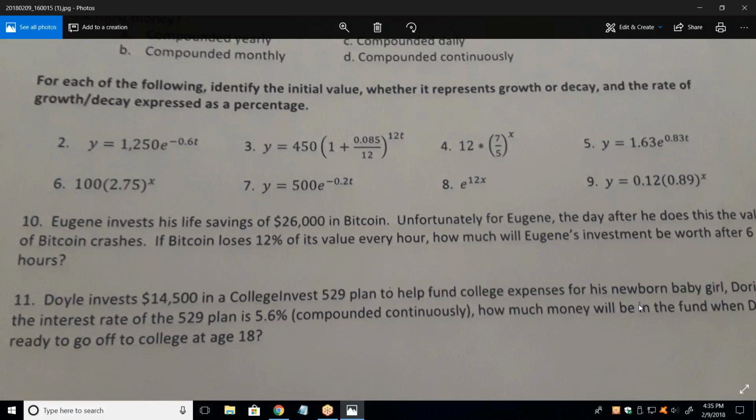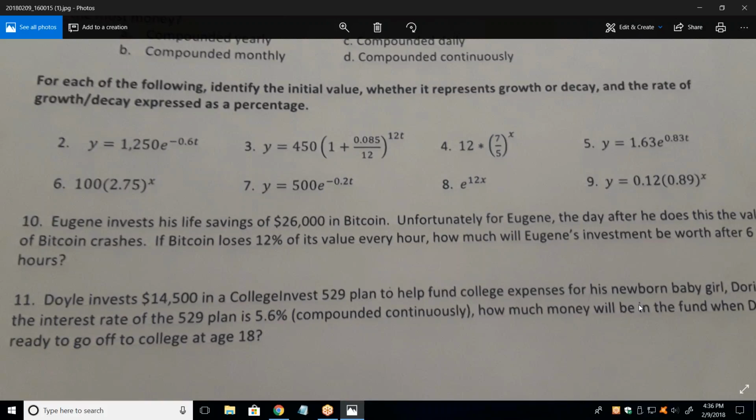Number 5. The first question is, growth or decay? Growth. What's the rate of growth? Okay. So is it 83%? Correct.